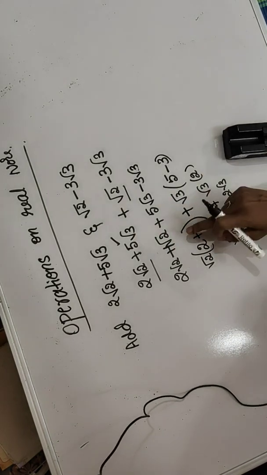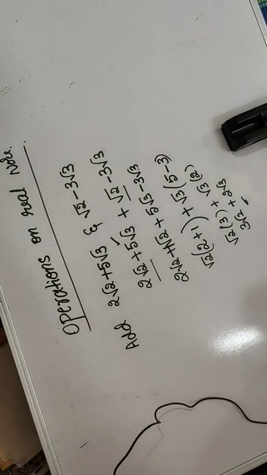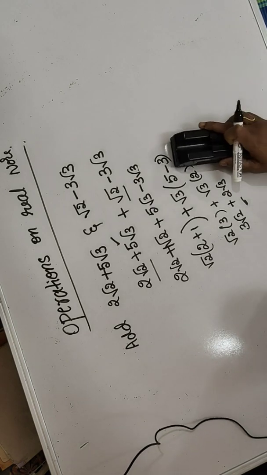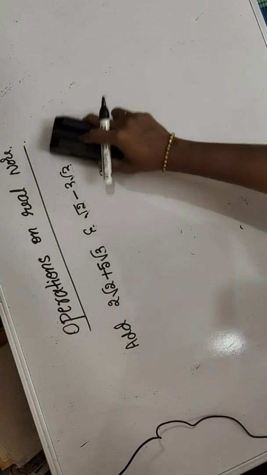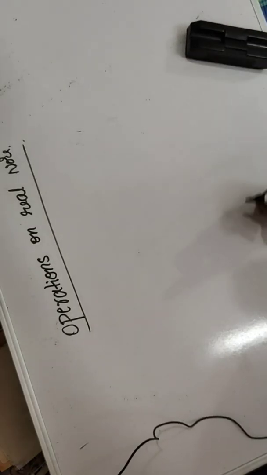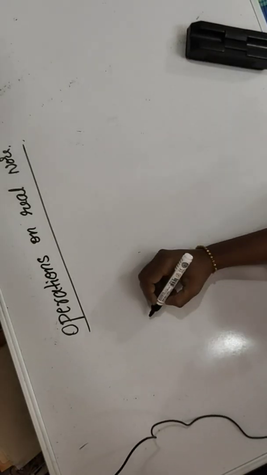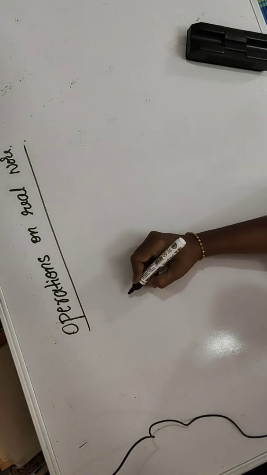Same radicand, this we are calling inside the root numbers are radicand. Same radicand must be there, that you must remember. Okay. This is the addition. Next we will go for the multiplication. Same way you can do the subtraction also.